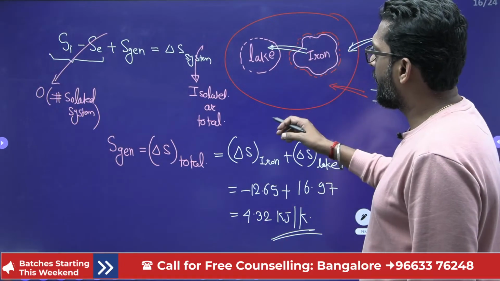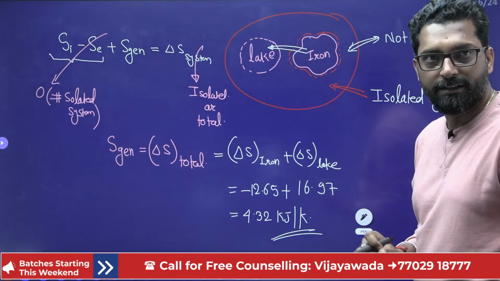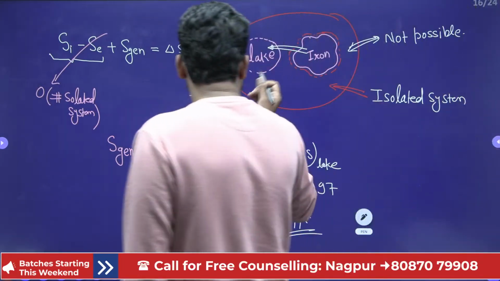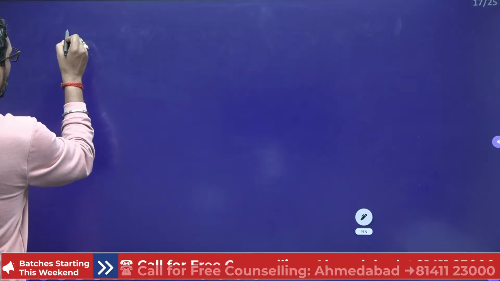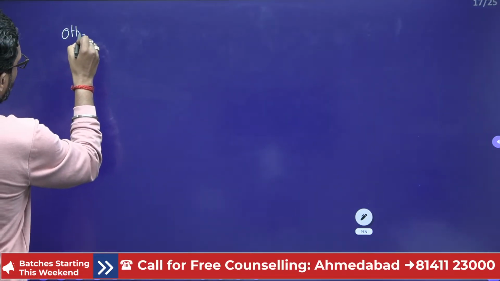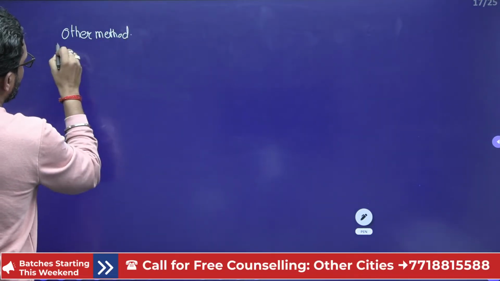You can find this another way also. This equation is applicable because we are considering the isolated system. Now, entropy generation during this process, what is the other method? You have to find this method also.